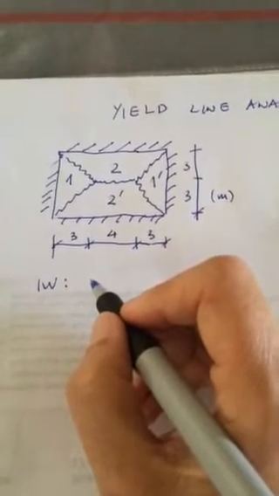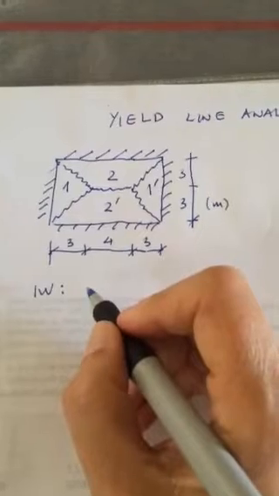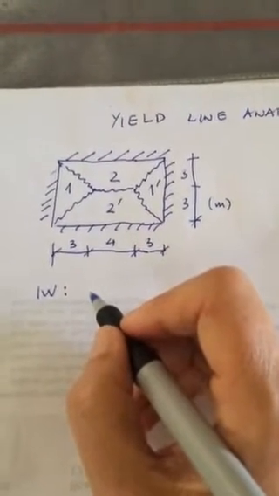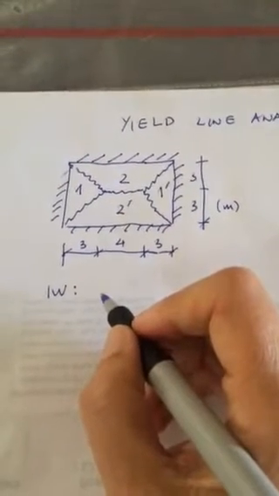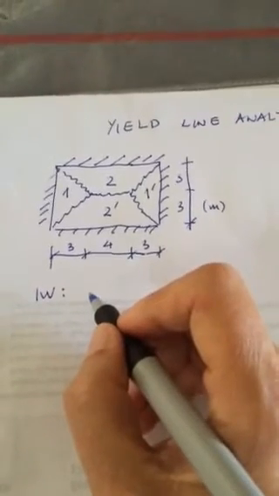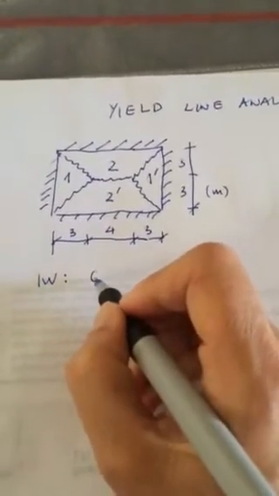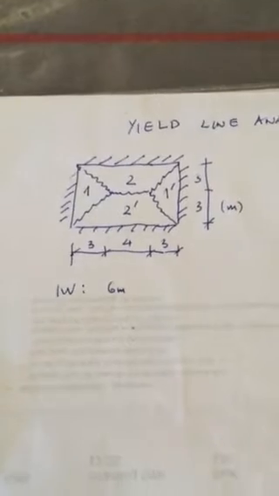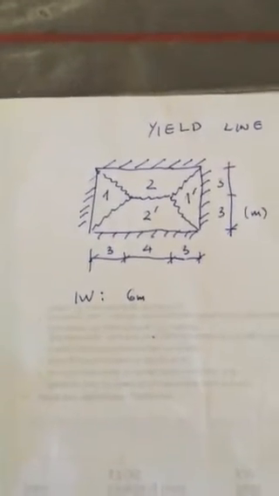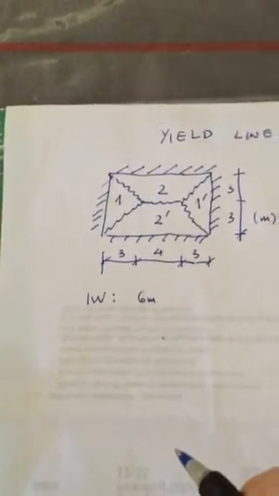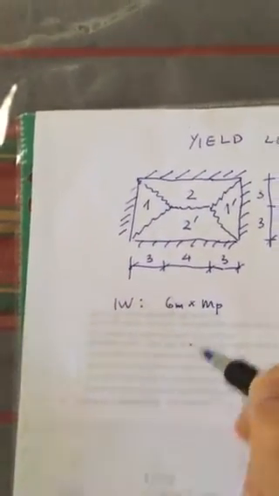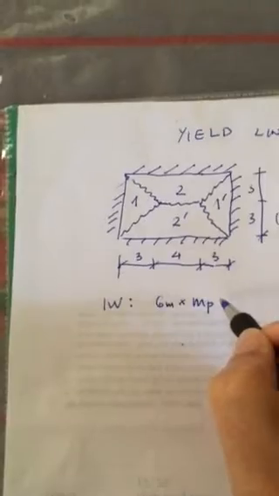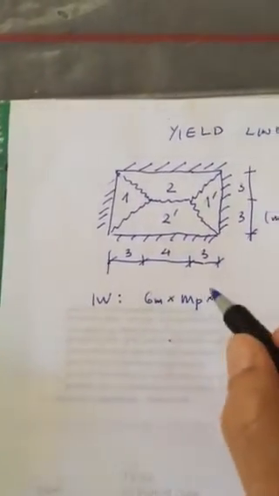internal work is equal to the length of projection of the yield line for element 1 onto the axis of rotation of element 1. So this length of projection is here simply 6 meters, times the moment of resistance of reinforcement, MP, times the angle of rotation of element 1.